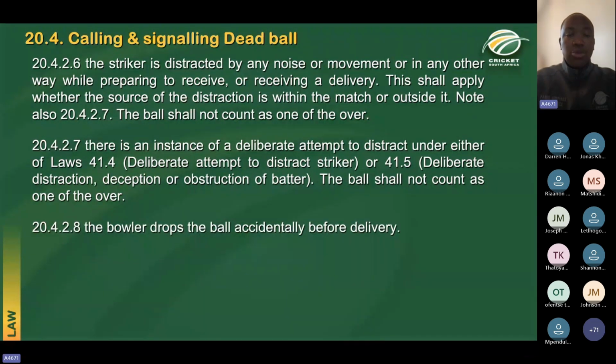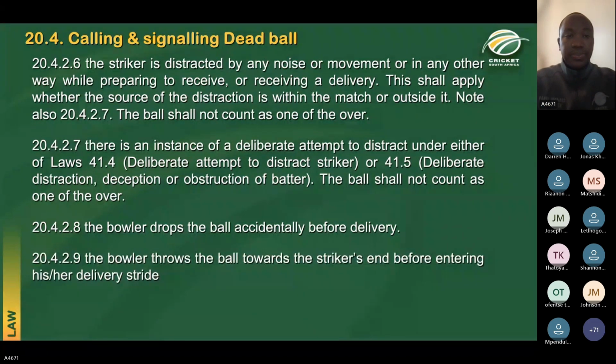If the bowler drops the ball accidentally before delivering it, either umpire shall call and signal dead ball. It's usually the bowler's end umpire who calls and signals dead ball in this scenario.